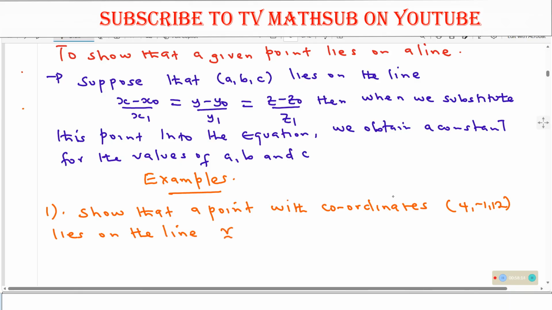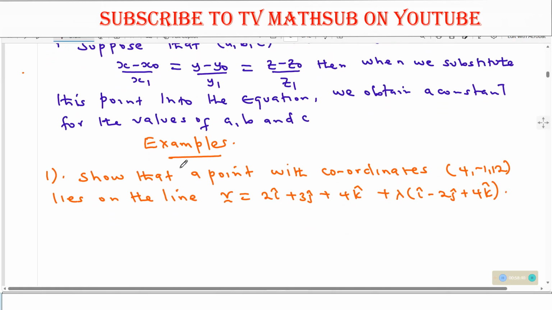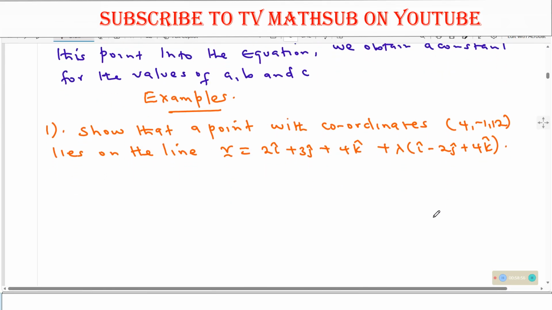And the line we are given is r = 2i + 3j + 4k + lambda(i - 2j + 4k). So that is what we want to look at. We want to show that this given point lies on this line. If it lies on this line, it must satisfy the equation of the line. So that is what we shall look at.